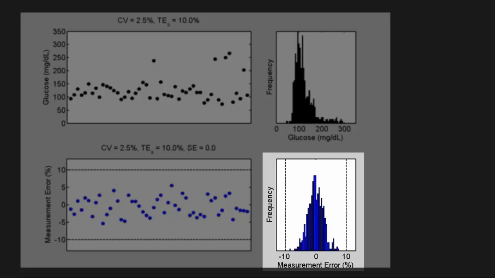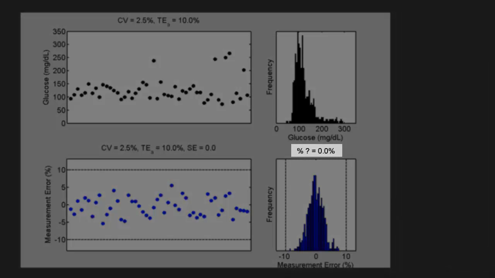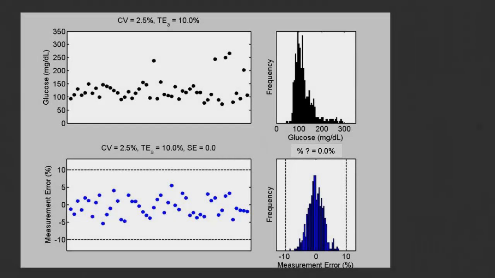This is because we have a TEA of plus or minus 10%, but a CV of 2.5%. So the chance of getting a result with a measurement error as high as 10% is very low. In fact, in this case, the percent unreliable is 0 when rounded to the nearest 1/10%. Let's look at a different case.